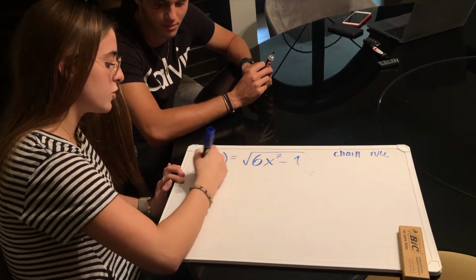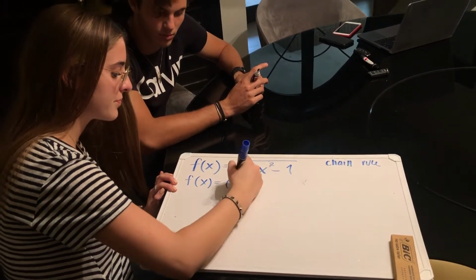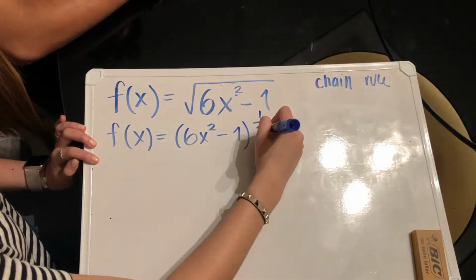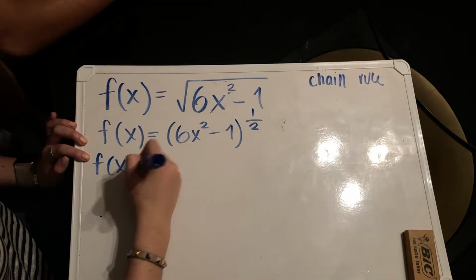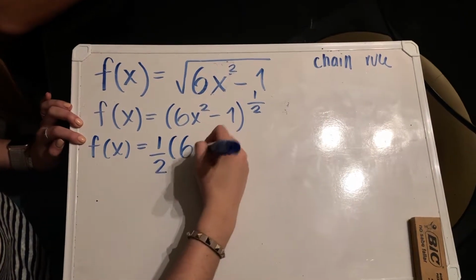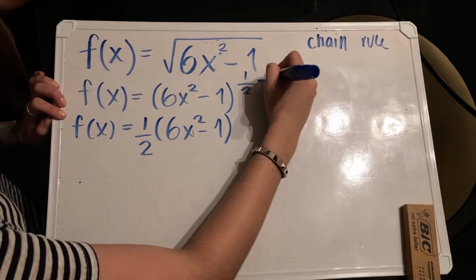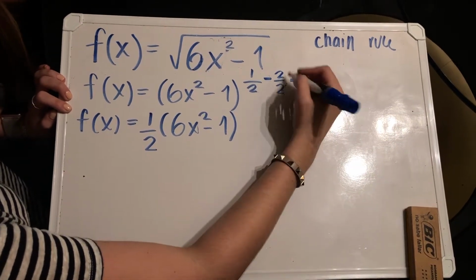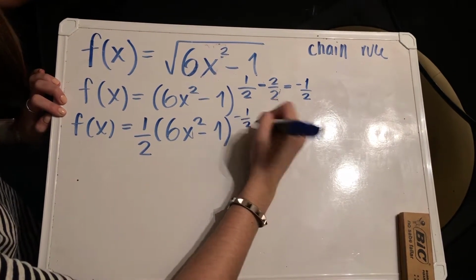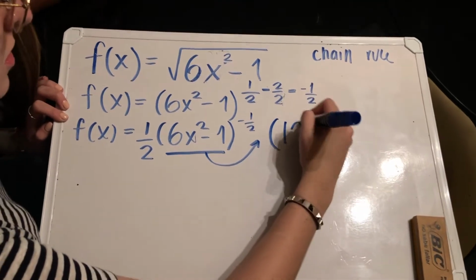So the first thing you need to do in order to perform the chain rule is rewrite this equation to the power rule, which will be 6x squared minus 1 to the power of 1/2. Then you write first the power times the function, then minus the power, which will be 2 over 2, and then negative 1 over 2, which is negative 1/2, times the derivative of this equation, which will be 12x.